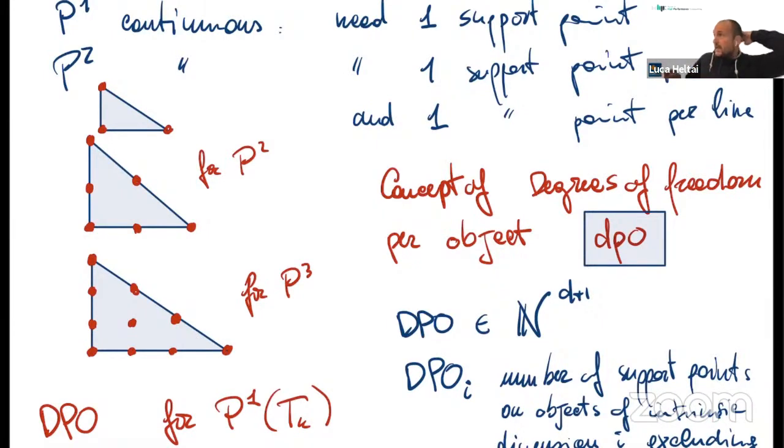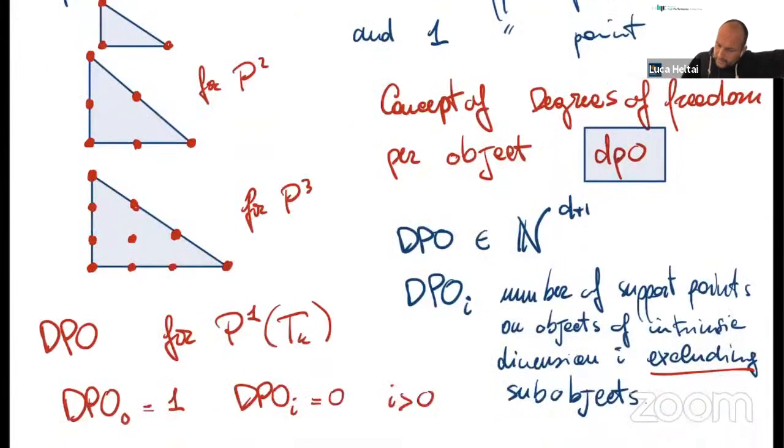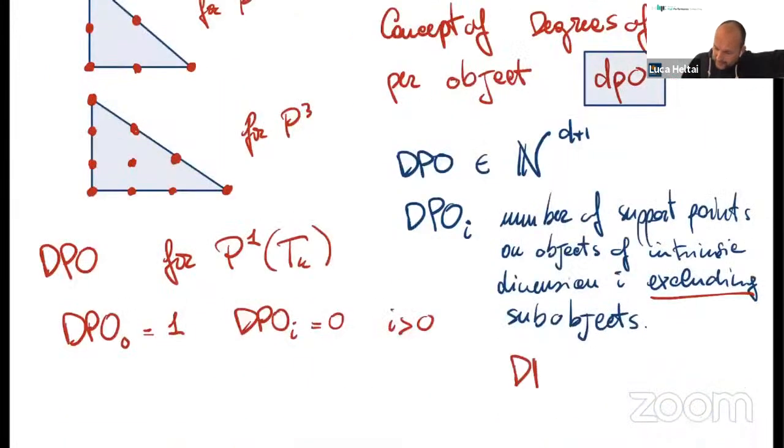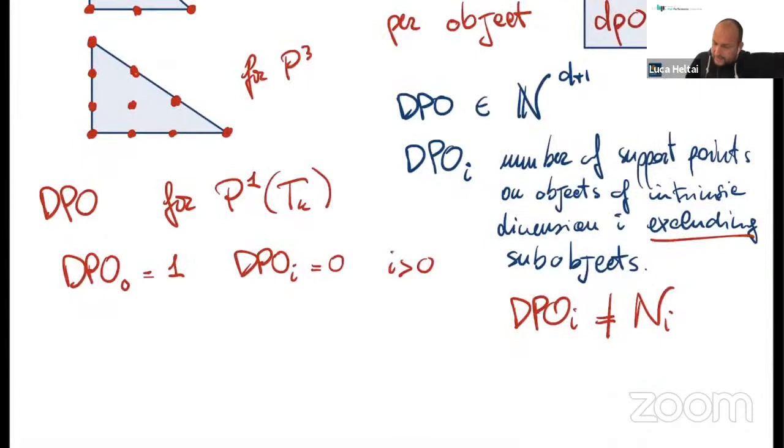And this doesn't mean that if you look at a face or at an edge, there are no degrees of freedom associated to that. It means that the degrees of freedom associated to an edge are associated to the vertices of the edge and not the edge itself. Does that make sense? So it's not the same thing, different. dPO_i is not equal to N_i.